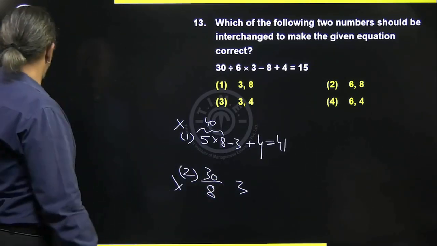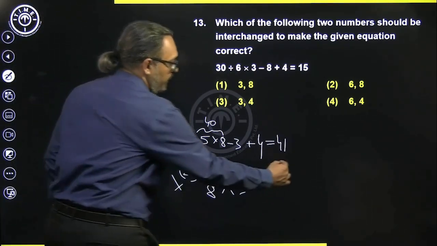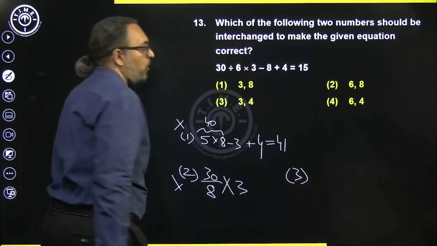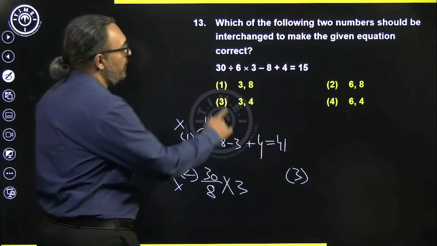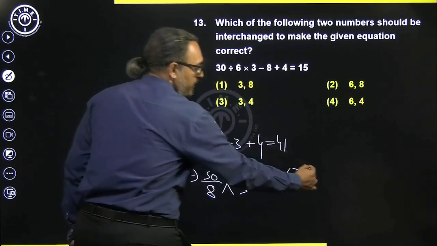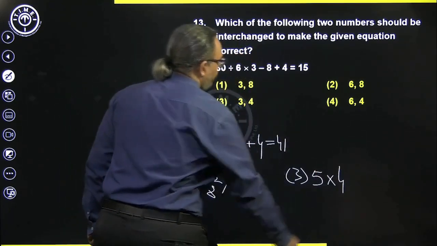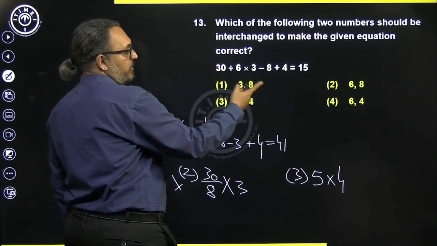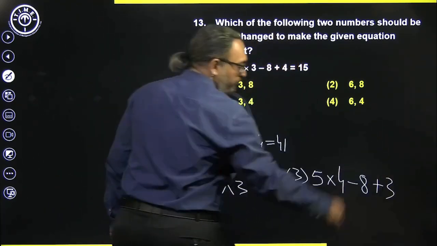Everybody following this? Okay. So you need to be very clear as to what it is and how it is, and approach accordingly. So let's take the third option. 3 and 4 you exchange. So you have again 30 divided by 6, that is going to be 5. Then 5 into 4 you are getting, because 3 and 4 are exchanged. So 5 into 4 minus 8 plus 3. So will I get 15?